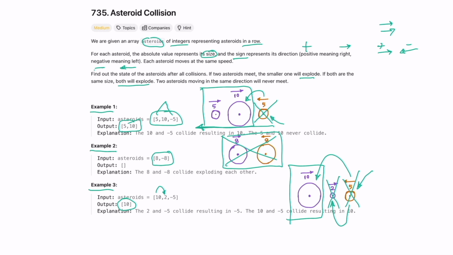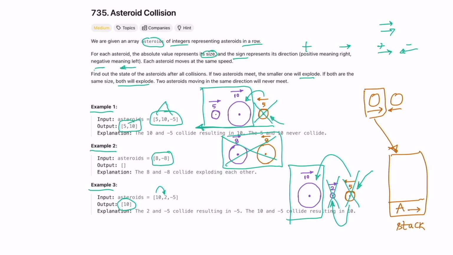The algorithm for this problem is straightforward. We know that a collision can happen only when an asteroid moving to the right comes across an asteroid moving to the left. So we parse the asteroids from left to right one by one. If the asteroid is moving to the right, we add it to the stack. If the asteroid is moving to the left, then we pop asteroids from the top of the stack until we get an asteroid that's either moving to the left, or moving to the right but larger than or equal to the size of the current asteroid.